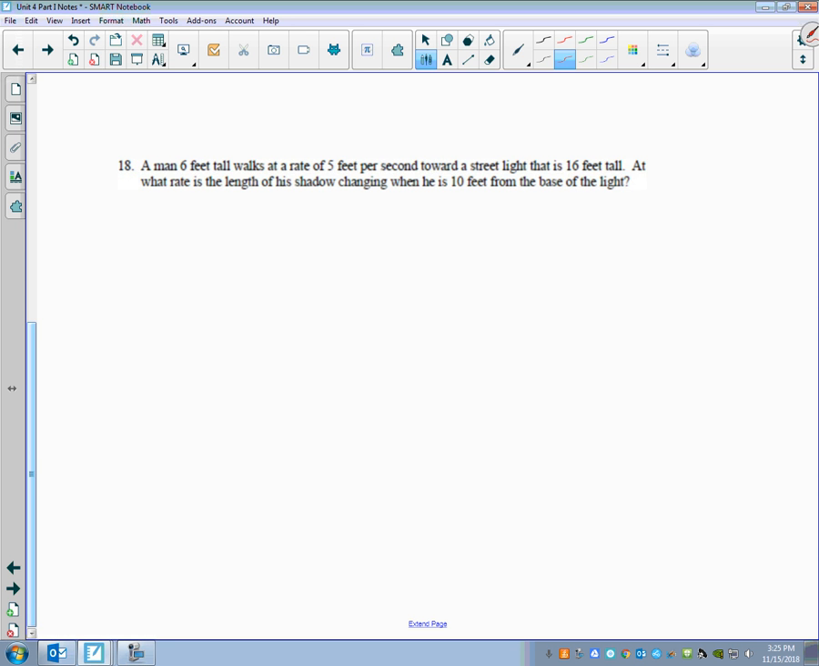This is the one I was talking about that was similar to one that I saw on an AP test once. And so it says, a man 6 feet tall is walking toward the street light. So here's the guy. Oh man, he's really tall. Here's my street light. That's a good street light, right? And so they tell me that he's 6 feet tall and the street light is 16 feet tall. And he's walking towards this, right? So this would be a rate. At what rate is the length of his shadow? So his shadow would be like down here on the ground, right?